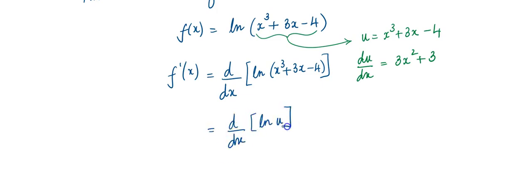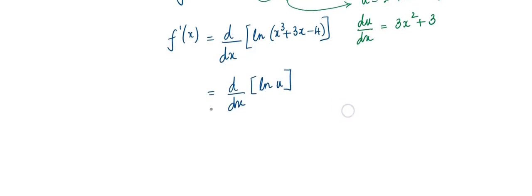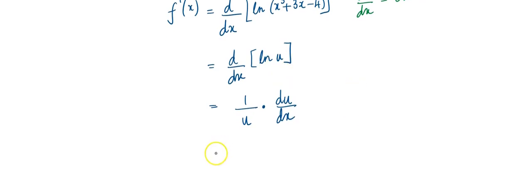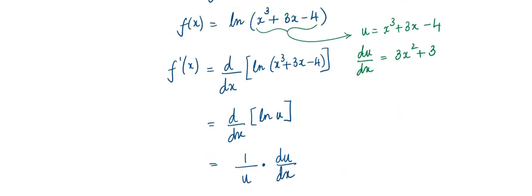We just call that huge expression u. So it's ln u. And the rule says the formula then is going to be 1 over u times du over dx, derivative of that u. We just found du over dx. So all we have to do now is write this u. u is that x cubed plus 3x minus 4. That's the whole u times, we just took the derivative of u, that's 3x squared plus 3.